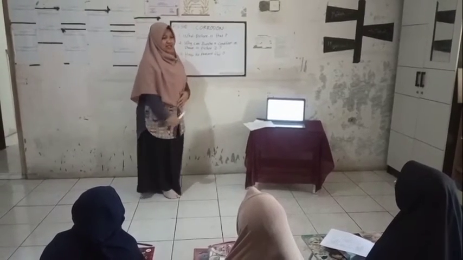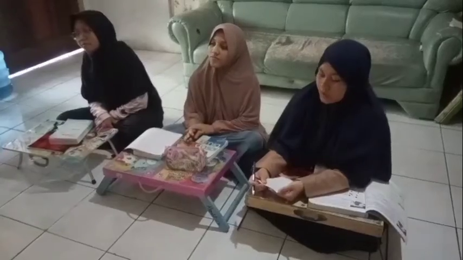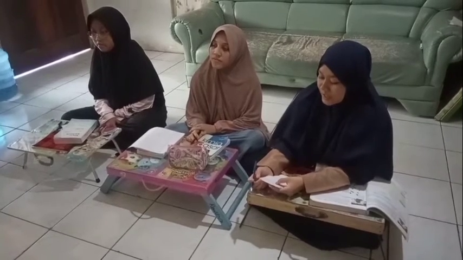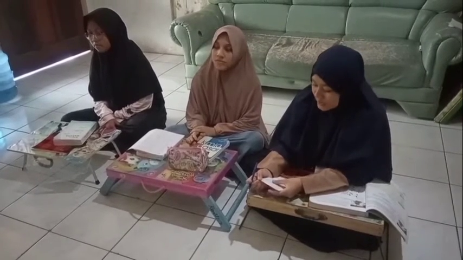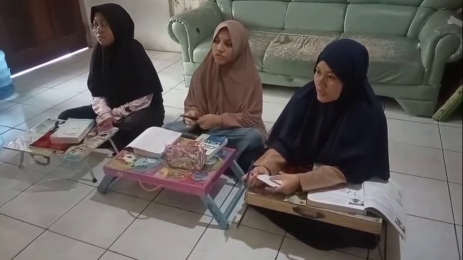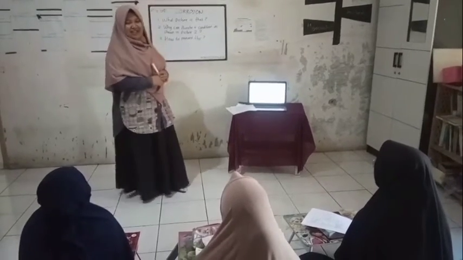From these questions, first question, what picture is that? Who can answer this question? Okay, Fa. The first picture is a nail that has not rusted, and the second picture is a nail that has rusted. Alright, Fa. That is the correct answer.